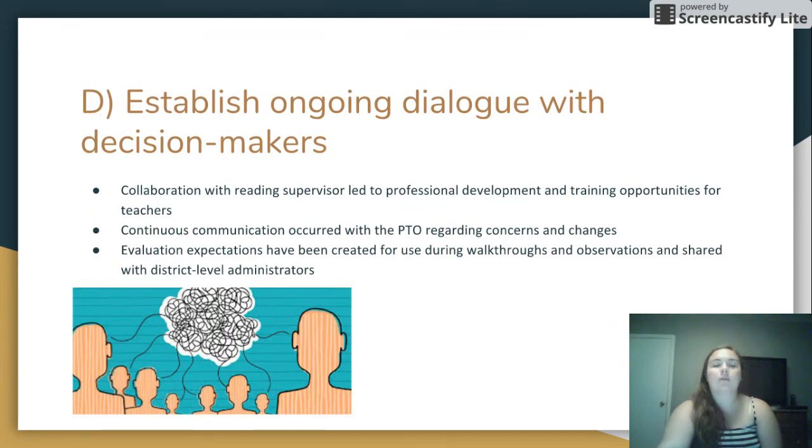Establishing ongoing dialogue with decision makers, that was done through the collaboration with the reading supervisor, which then led to professional development and training opportunities for teachers. Continuous communication occurred with the PTO regarding the concerns and changes for reading instruction. And then the evaluation expectations have been created for use during the walkthroughs and observations for the teachers and shared with district level administrators.